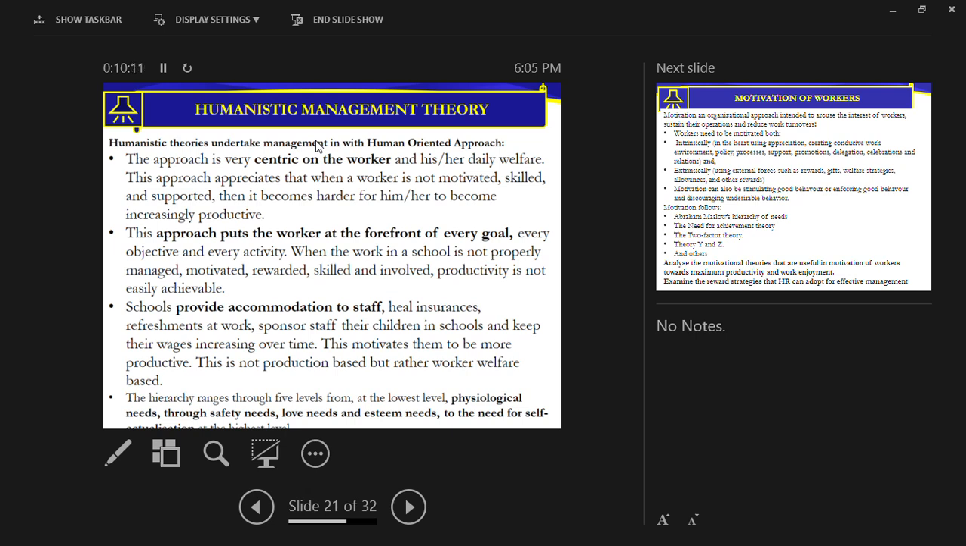So this appreciates that when workers are not motivated, then the institution cannot become productive. You need to first make sure that the worker is well motivated, supported. Then afterwards, you can achieve the productivity. So this approach puts the worker at the front line of every goal, every objective, and every activity.